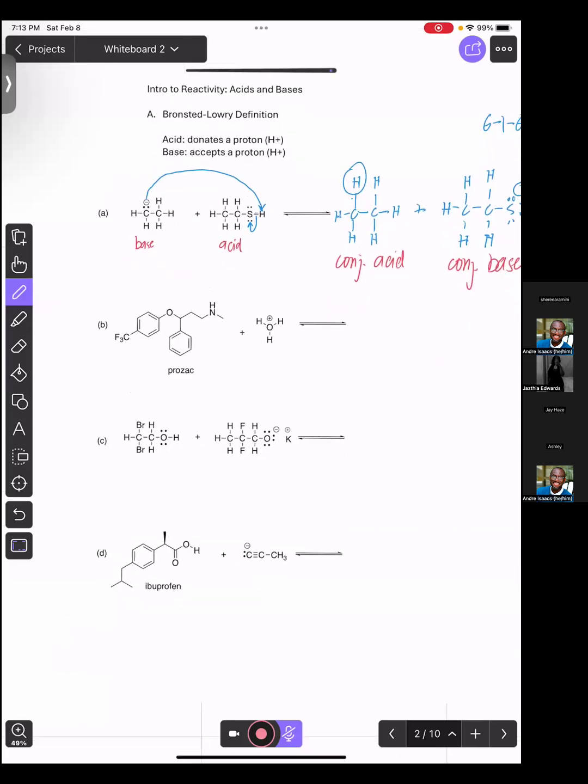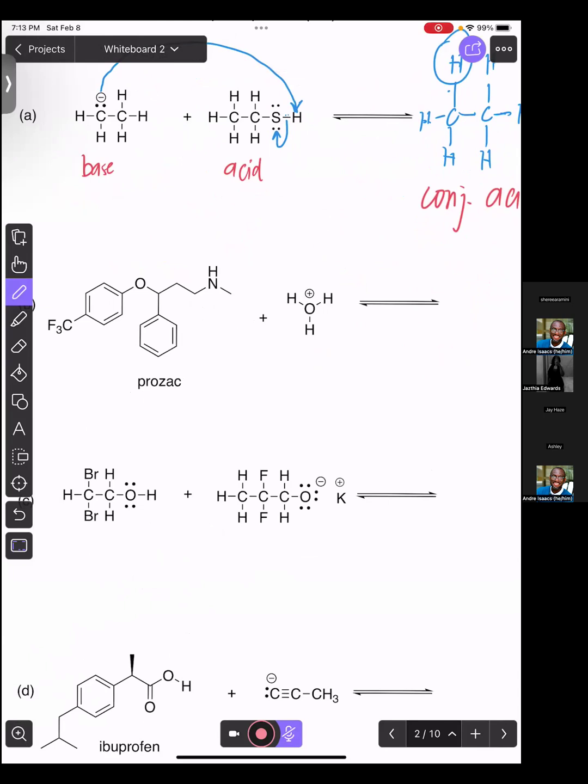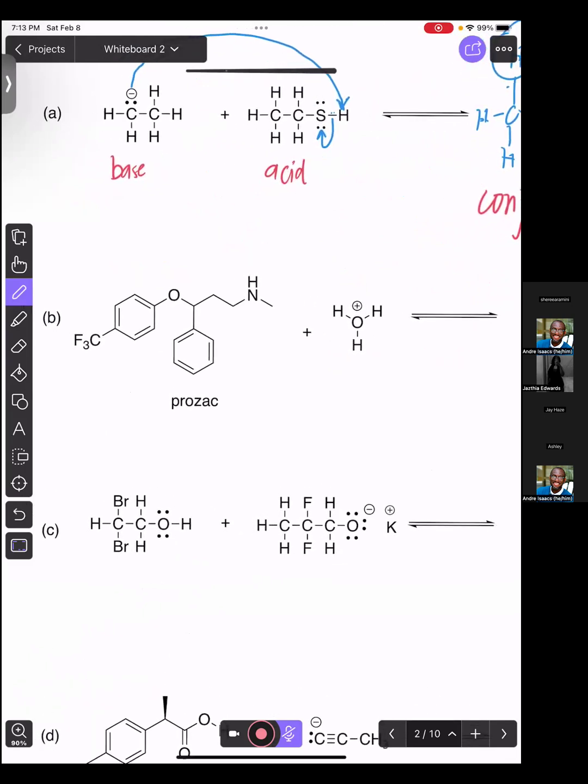All right, so now it's your turn. I'm giving you a really cool molecule. This is Prozac. If you didn't know the structure of Prozac, now you know. And I'm reacting it with H3O+.